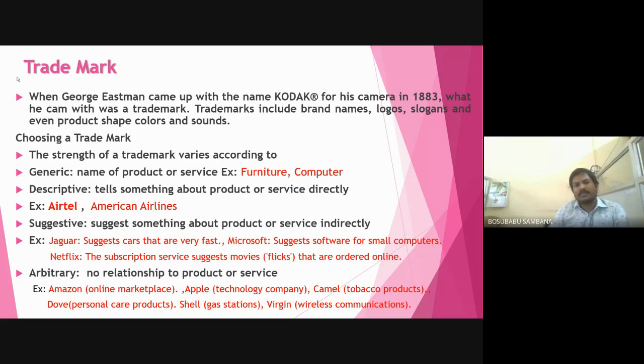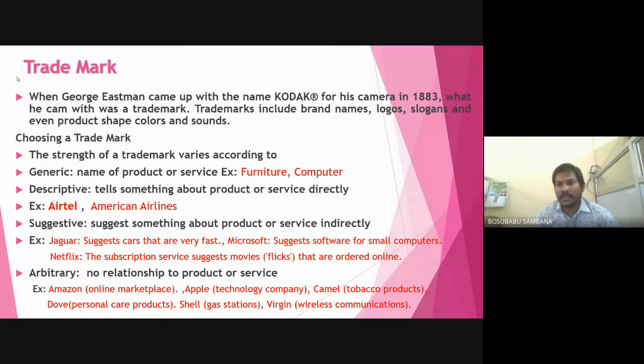George Eastman came up with the name Kodak for his camera in 1883. In the 1980s, Kodak was a $300 billion company. Later, so many innovations and image patents came, and the Kodak company collapsed due to various technical reasons. What he came with was a trademark.